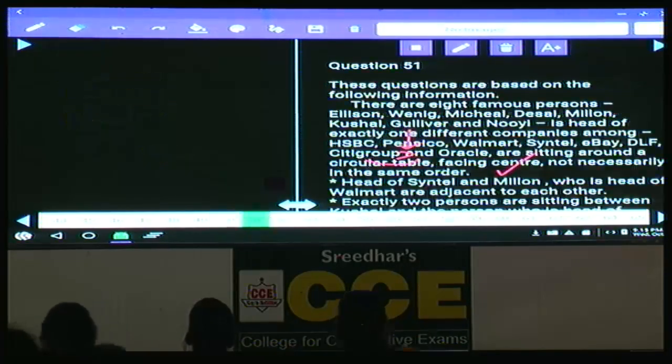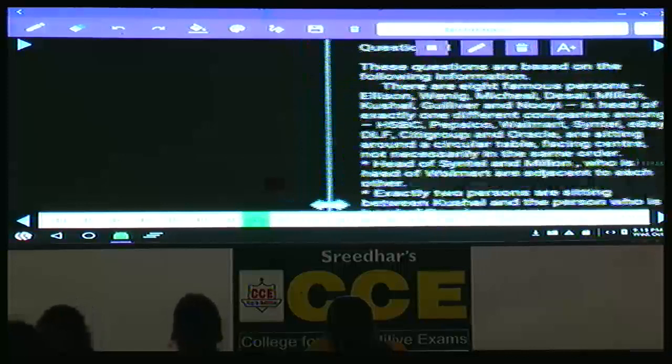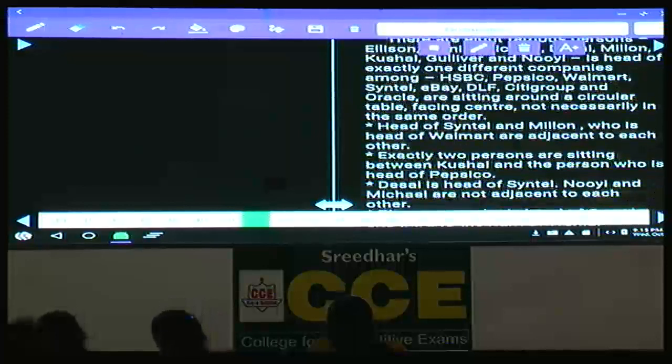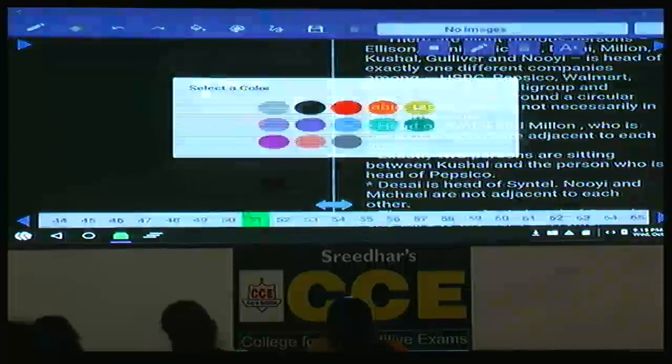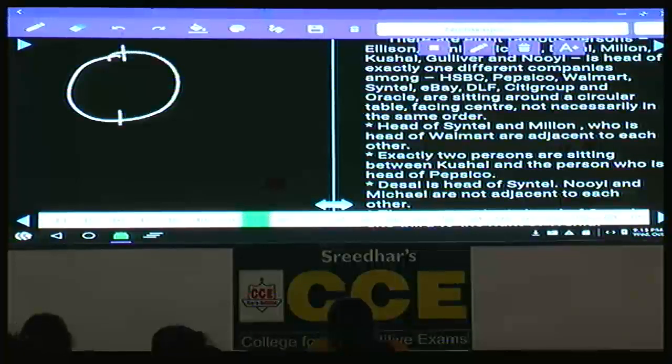Now in these question numbers 51 to 55, there are 8 famous persons: Ellison, Winnick, Michael, Desai, Millen, Kushal, Gulliver and Nui. And these 8 persons are the heads of exactly 8 different companies among HSBC, PepsiCo, and so on. They are facing towards the center. Now 1, 2, 3, 4, 5, 6, 7, 8, all the persons are facing towards the center.